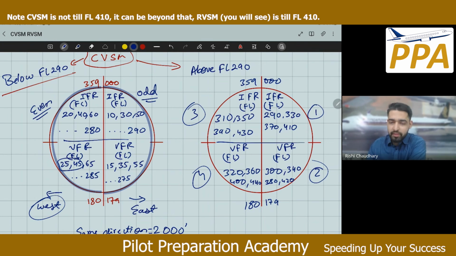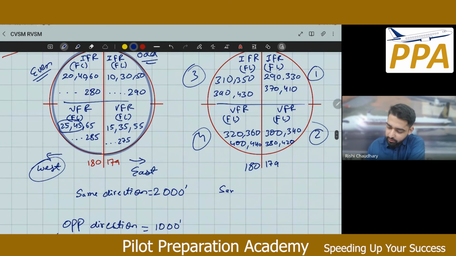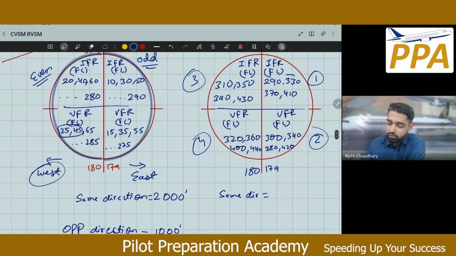Now you may ask me, if two planes are going in the same direction, again, then what will be the separation between two planes? You can see these two.